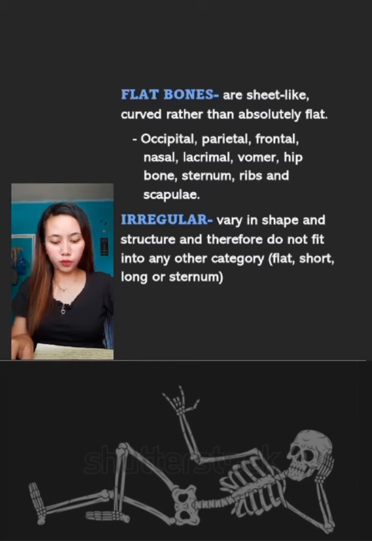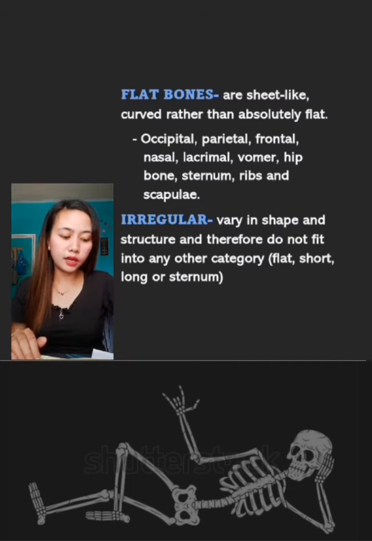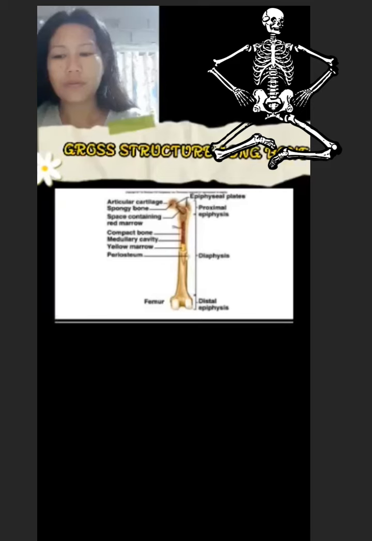And next is the flat bones, which are sheet-like, curved rather than absolutely flat. Flat bones are the occipital, parietal, frontal, nasal, lacrimal, vomer, the hip bone, sternum, ribs, and the scapula. And the last is the irregular bones. Irregular bones vary in shape and structure and therefore do not fit into any other category, the flat, short, long, or sesamoid.